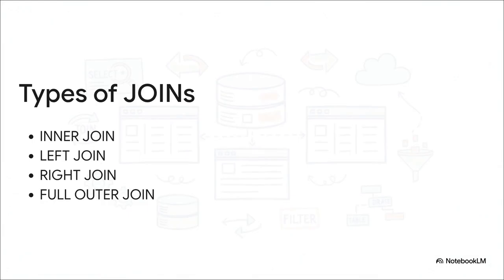Depending on the specific data you're after, SQL offers you a few different types of bridges. You can use an inner join if you only want to find records that have matches in both tables. Or you might use a left join to guarantee that all the records from your primary left table show up, along with whatever matching data happens to be on the right. Then, of course, there's the right join and the full outer join, which just goes ahead and pulls absolutely everything.